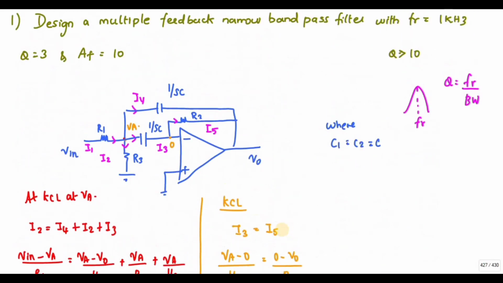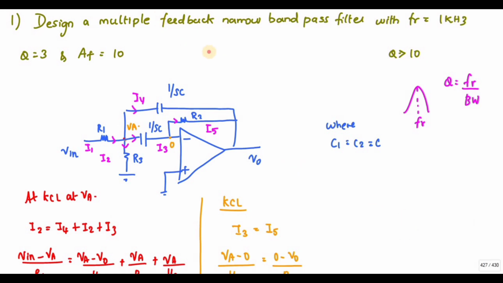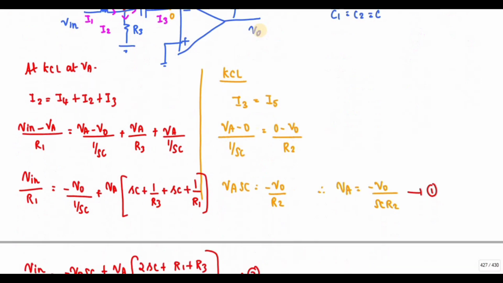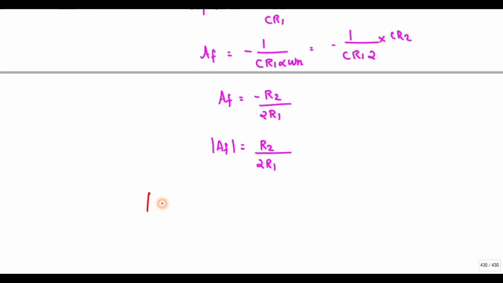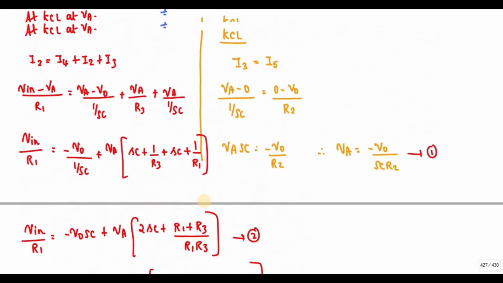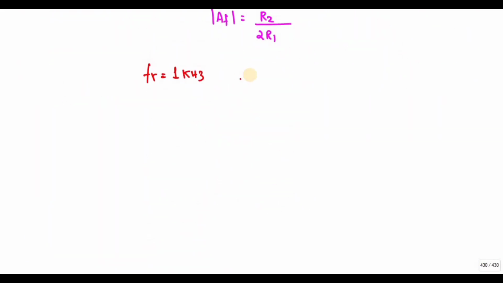We have already solved this derivation. So for this problem, you can assume the C value is equal to 0.01 microfarad. This is the assumption. First I want to find the value of R2. They have given the FR value, which is 1 kilohertz, the A value is 10 and Q is 3. So from this I can find the value of alpha. Alpha is nothing but 1 divided by 3.